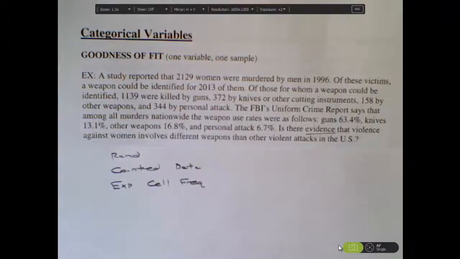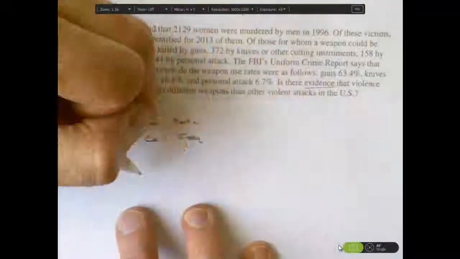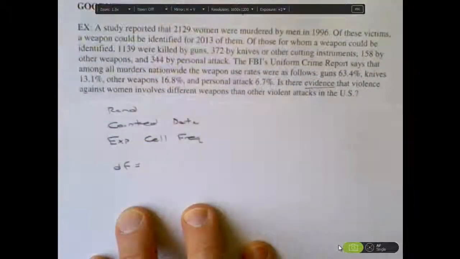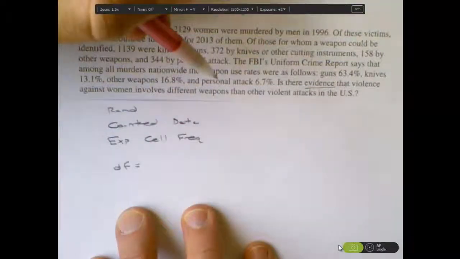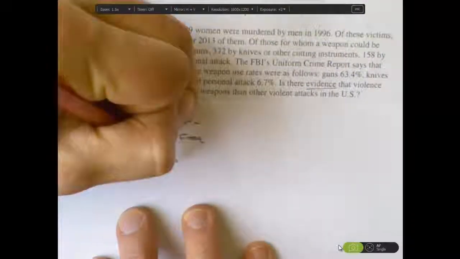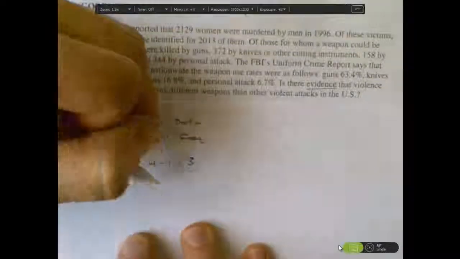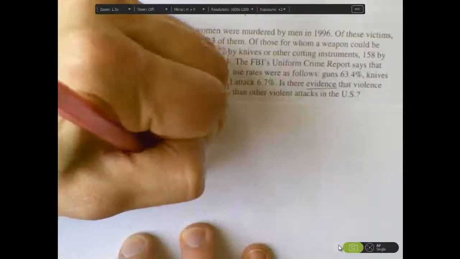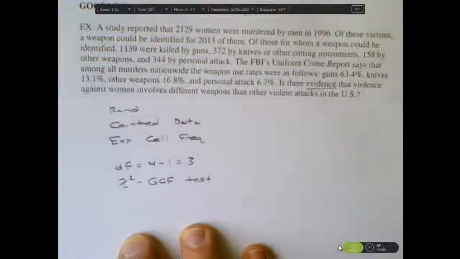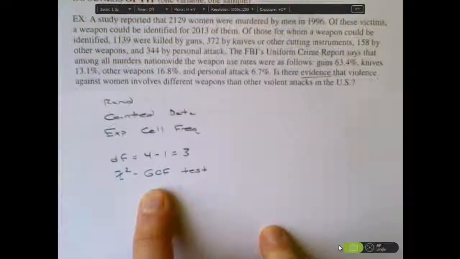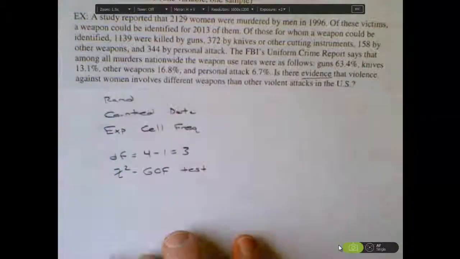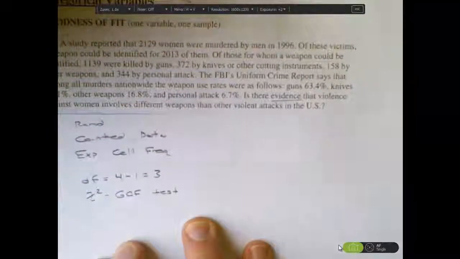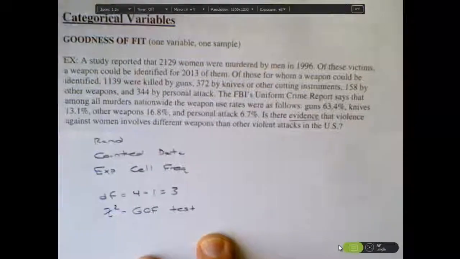Okay, so at this point, I can name the test. So my degrees of freedom for goodness of fit test are n-1, where n is the number of categories. So I have guns, knives, other weapons, and personal attacks. So I have 4 categories minus 1, 3. And the name of this test would be a chi-squared goodness of fit test. On the AP exam, we'd expect that you write out goodness of fit as opposed to using the acronym there. Okay, so getting into the mechanics here, I need to know my observed values and my expected values. Well, my observed values are here.